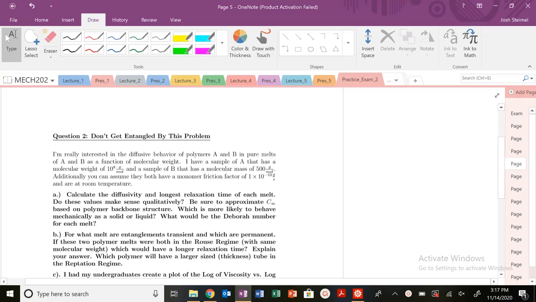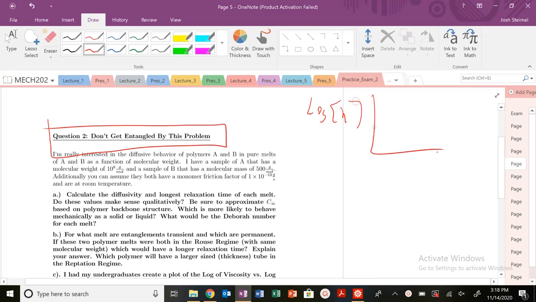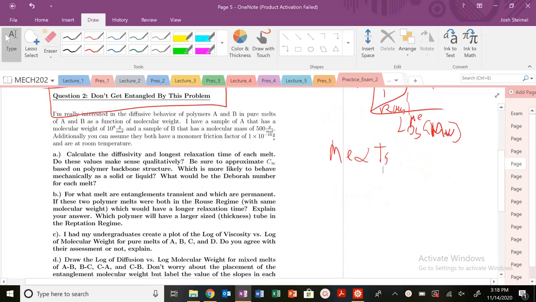We're going to do problem 2 in this exam, which is: don't get entangled by this problem. You can imagine the plots that we're going to be looking at, which is going to be log of viscosity versus log molecular weight. You're going to see two different regimes. 3.4 is reptation. Rouse is going to be a slope of 1. Critical molecular entanglement weight: remember, ME is going to scale proportionally to TG, or the stiffness of your backbone.